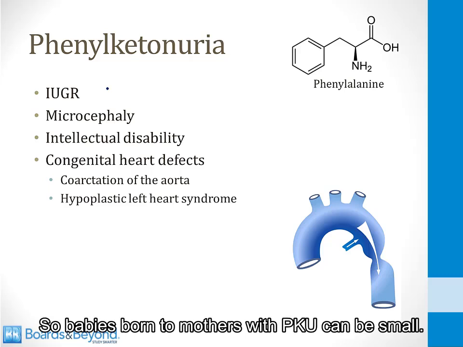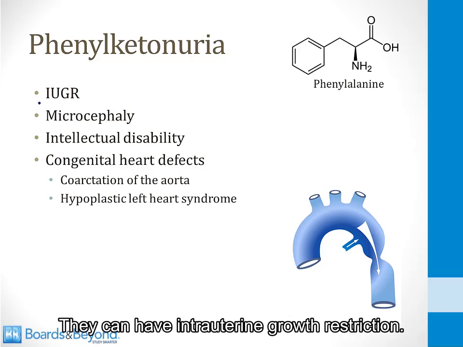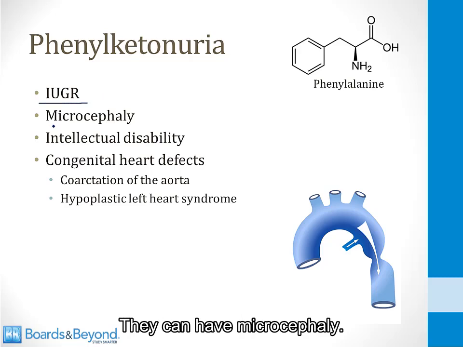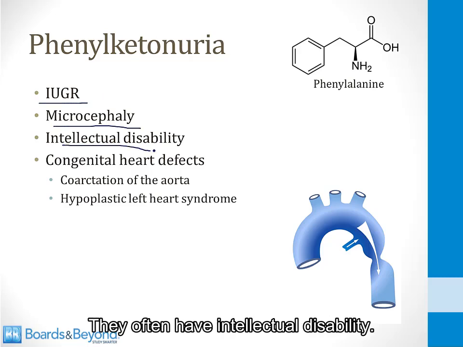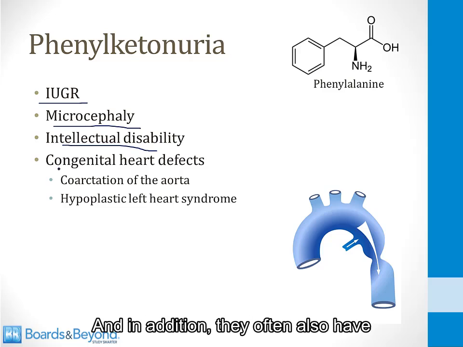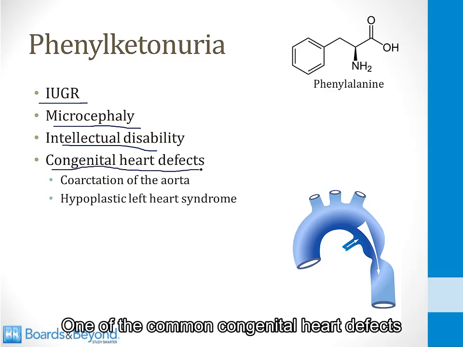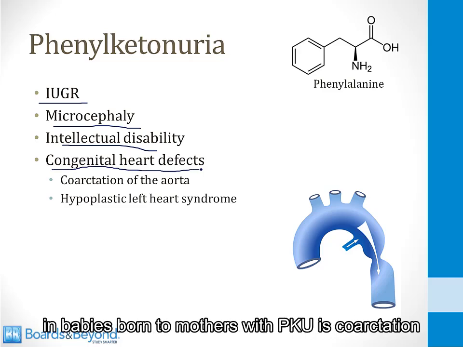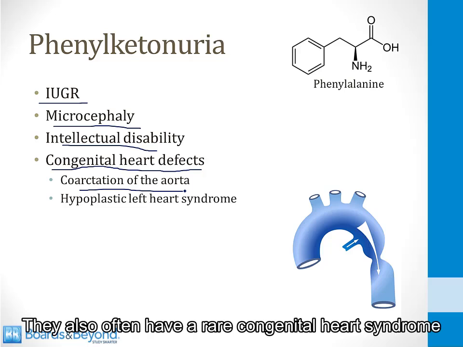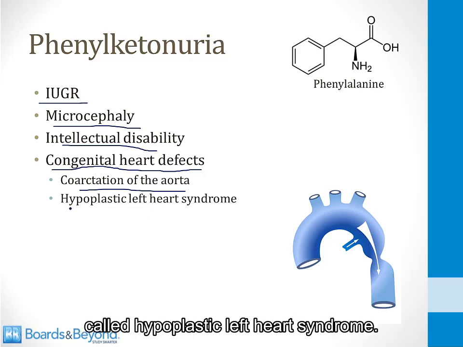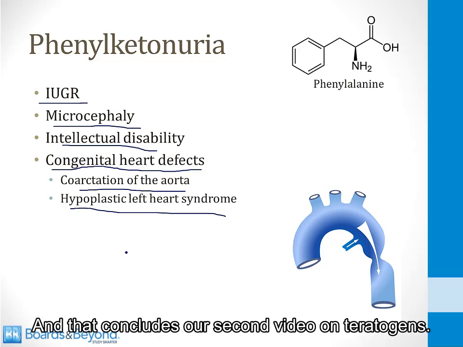So babies born to mothers with PKU can be small, they can have intrauterine growth restriction, they can have microcephaly, they often have intellectual disability, and in addition, they often also have congenital heart defects. One of the common congenital heart defects in babies born to mothers with PKU is coarctation of the aorta. They also often have a rare congenital heart syndrome called hypoplastic left heart syndrome. And that concludes our second video on teratogens.